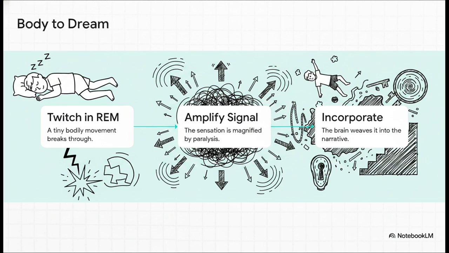First, your body twitches. Let's say it's a hypnic jerk in your leg right as you fall asleep. Second, because the rest of your body is totally still and paralyzed, that tiny physical signal is massively amplified in your brain. Third, the dreaming mind has to make sense of this sudden, loud sensory signal, so it incorporates it into the narrative by creating a dramatic visual. Boom, you're suddenly tripping and falling down a massive flight of stairs.